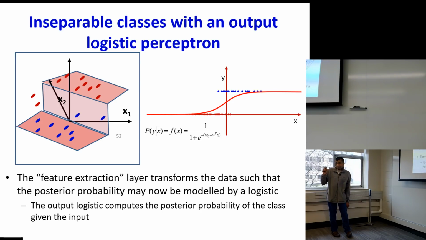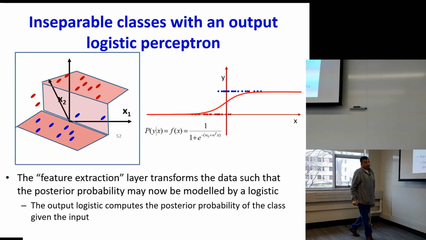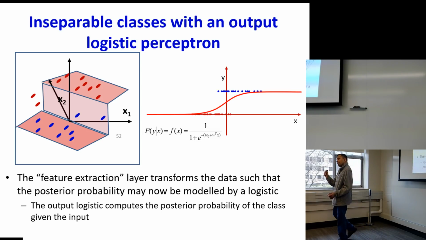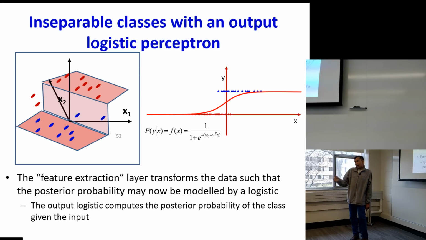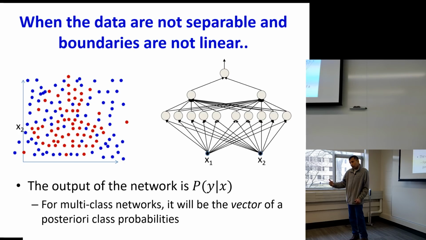So what this means is that the output of the network is actually the probability of the class given the input. Because what is the logistic computing? We've been seeing this through this lecture. The logistic actually computes the probability of the class given the input, right? And so it's going to compute the probability of the class given the input to the logistic.